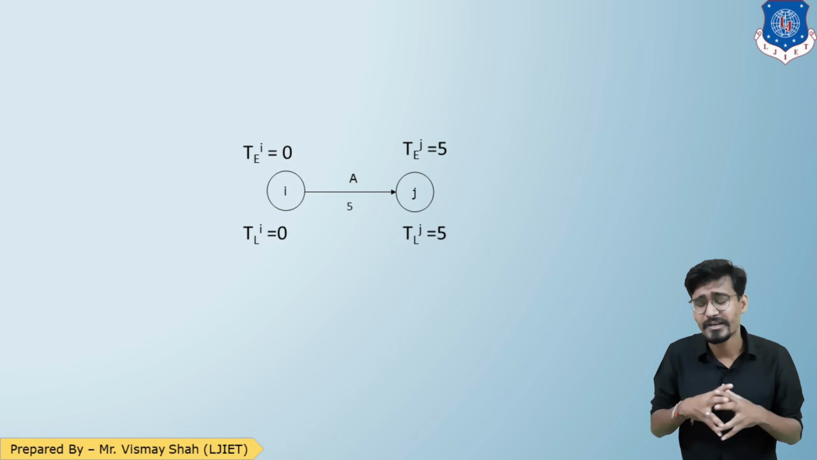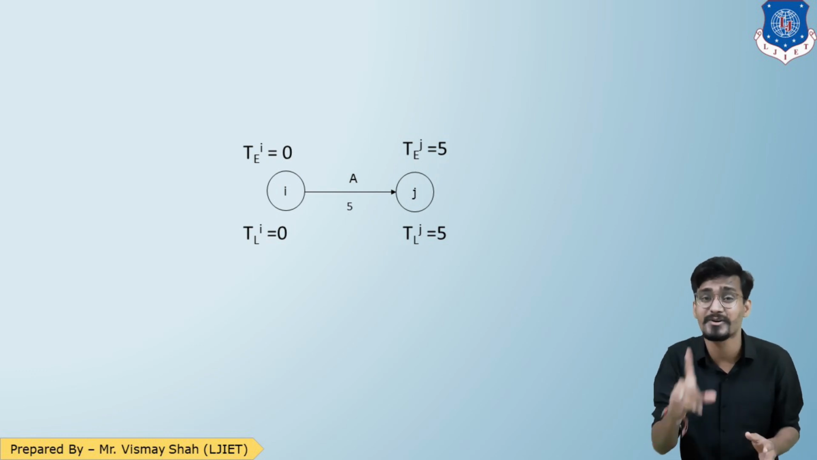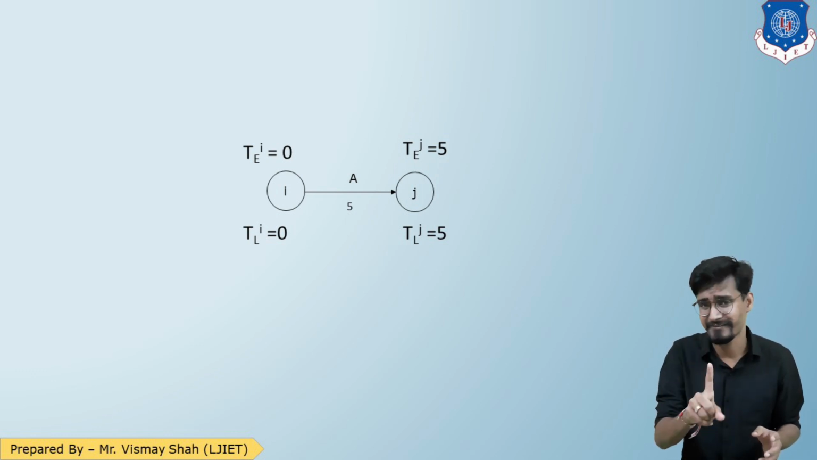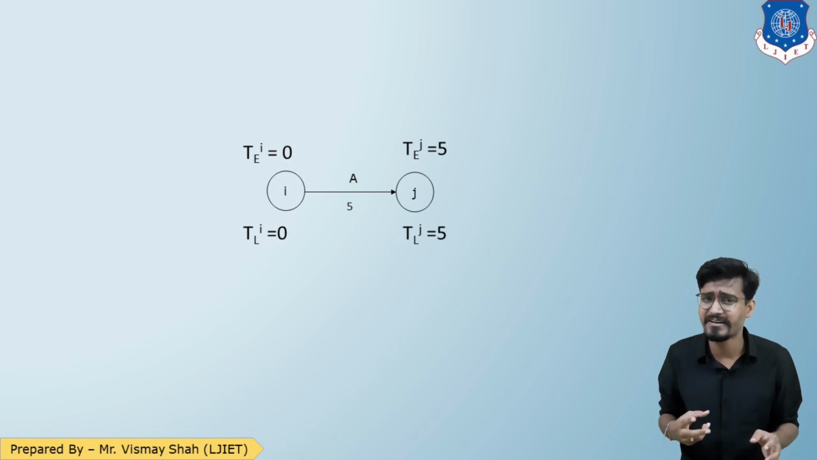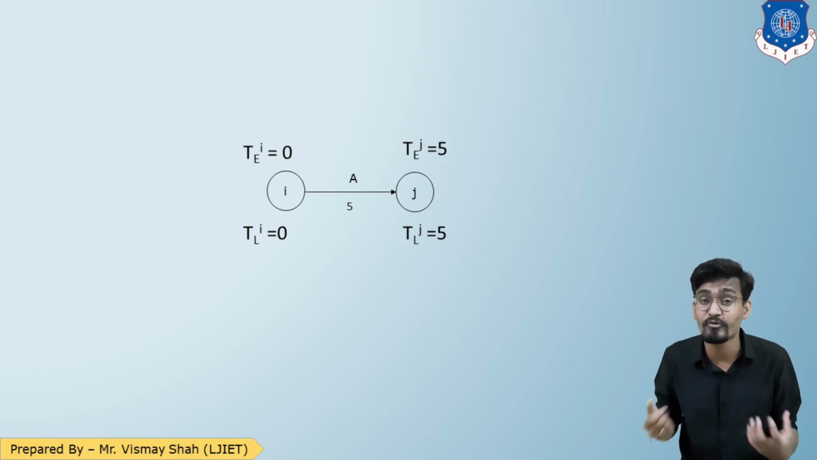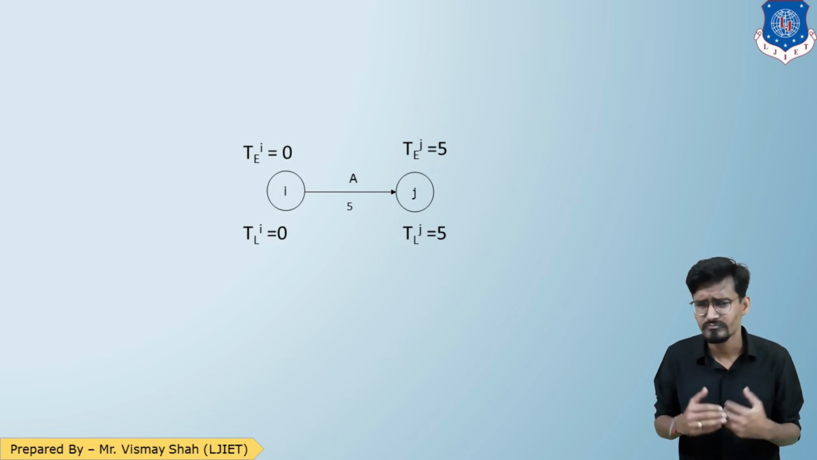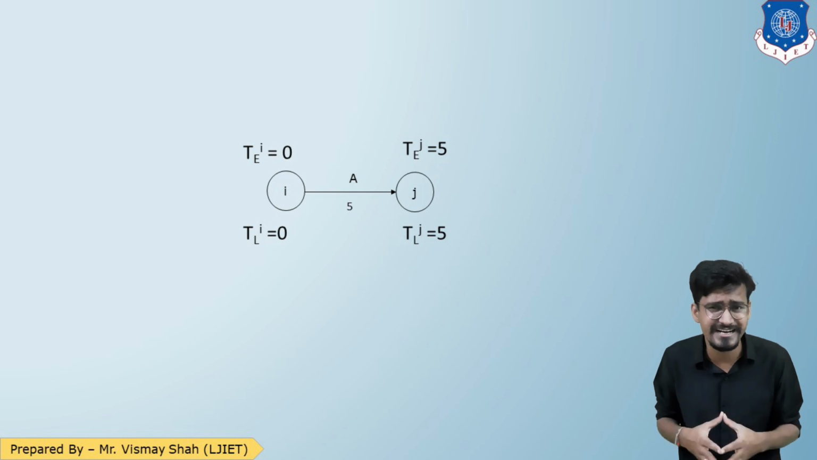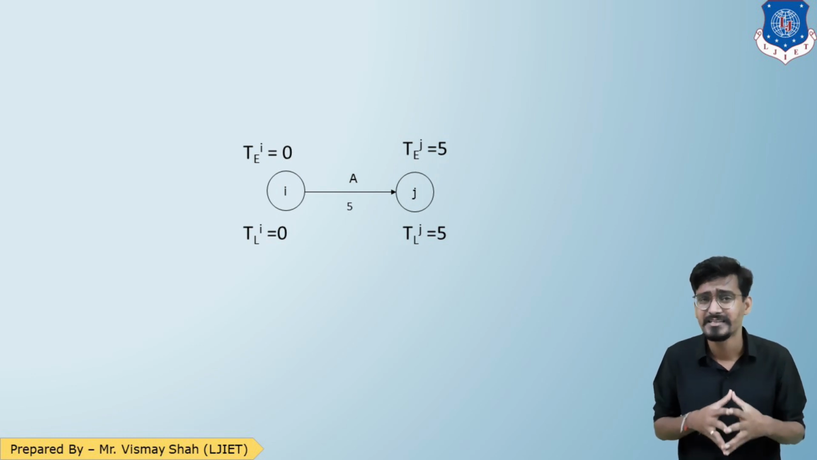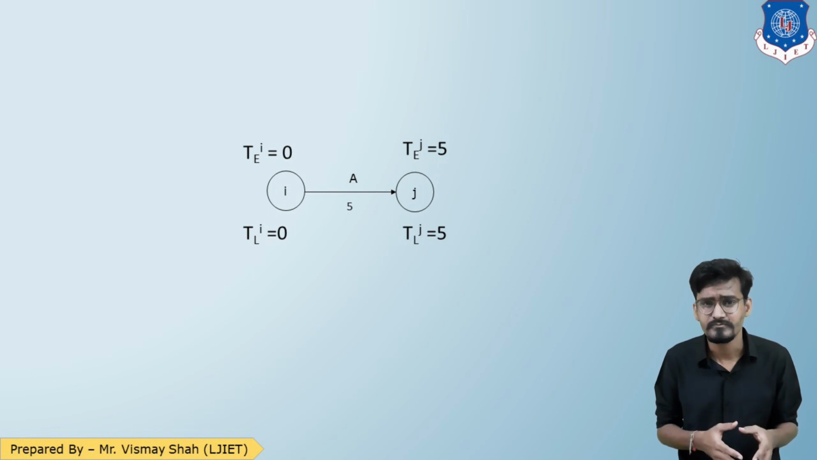But here the calculations look so simple because there was only one activity. When there is more than one activity, when a number of activities come out from an event, or a number of activities merge into a single event, a number of scenarios can happen, which we are going to discuss in our numerical section. So that was about event timings.